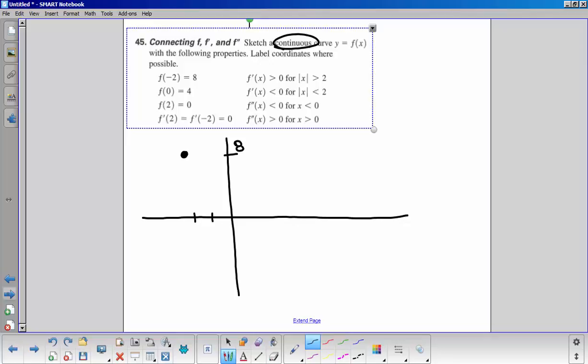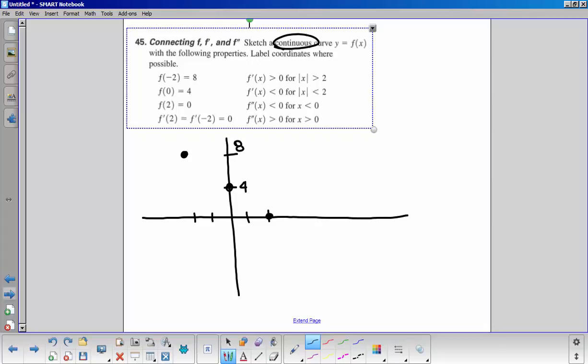There it is. It's 8. F of 0 is 4. F of 2 is 0. Okay?